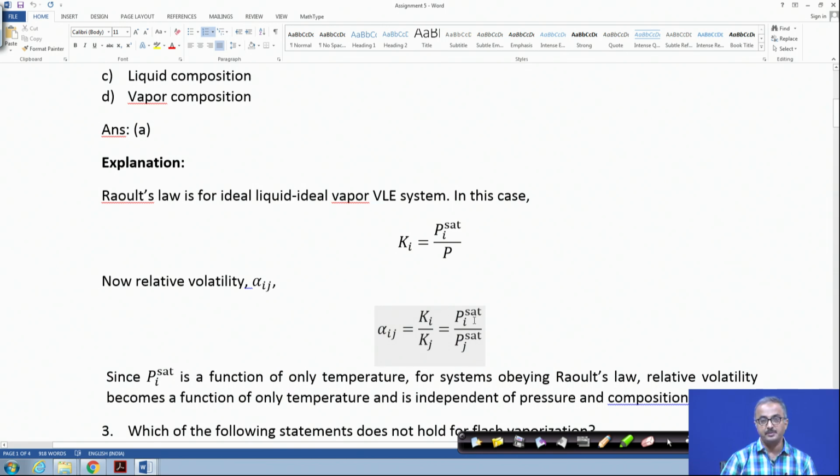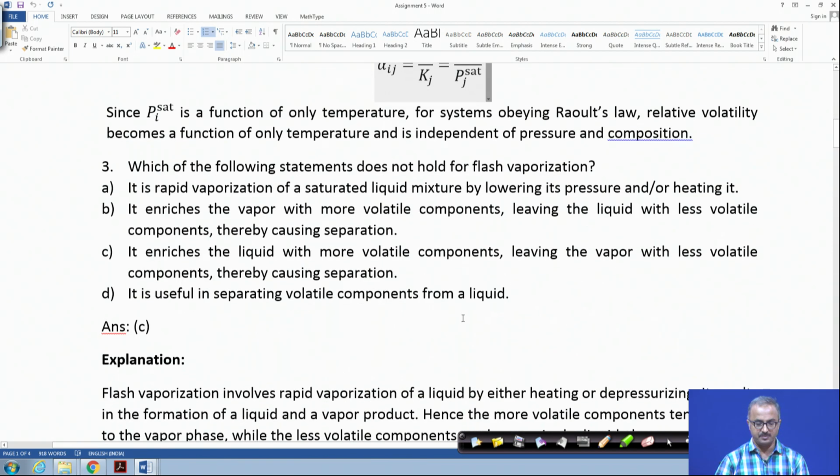Now, the vapor pressure, as you know, is a function of the temperature. Okay. However, the pressure is not appearing directly here. So you can say that these alpha ij, for those vapor liquid mixtures which obey the Raoult's law, is independent of the total pressure of the system. On the other hand, the temperature dependency comes through the values of the vapor pressure.